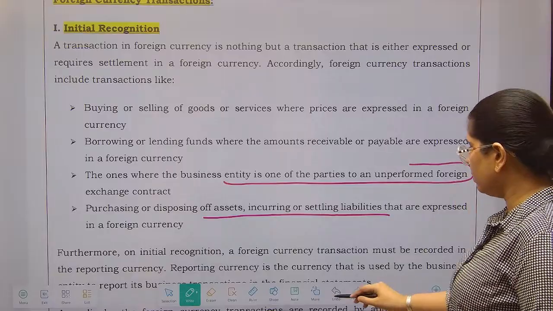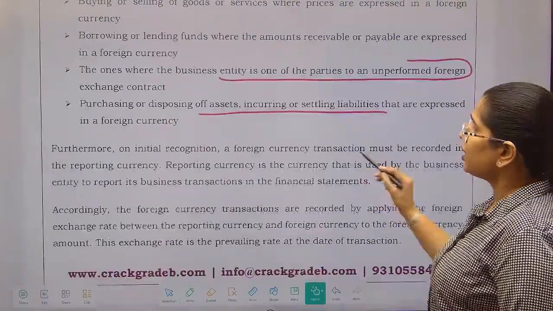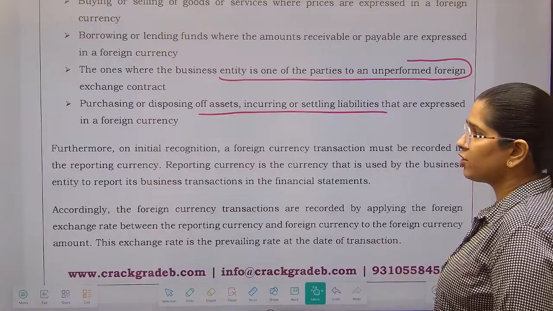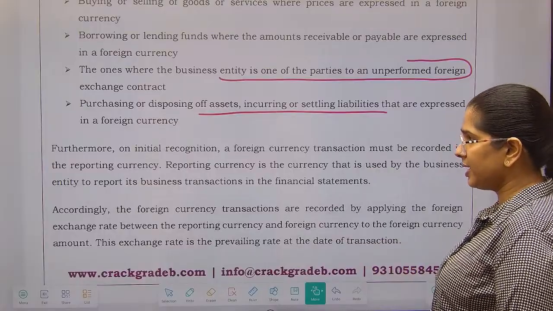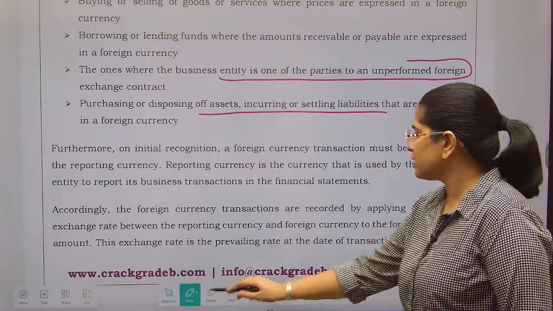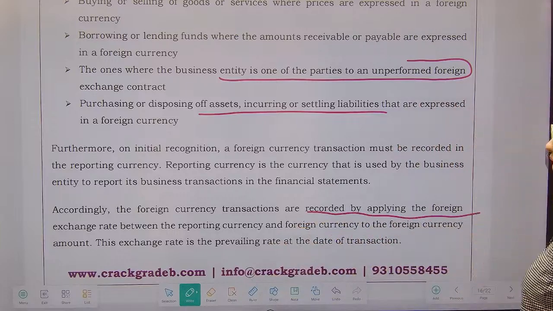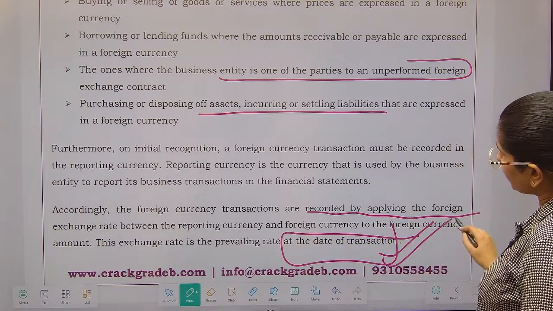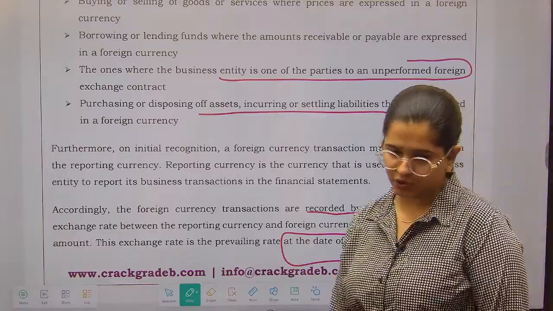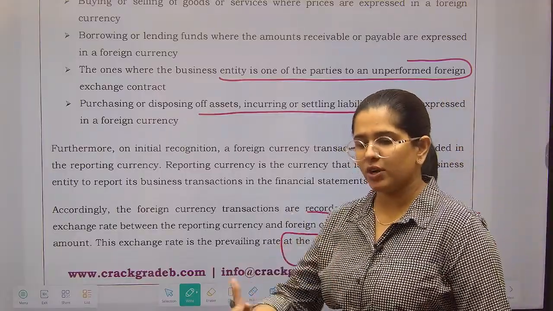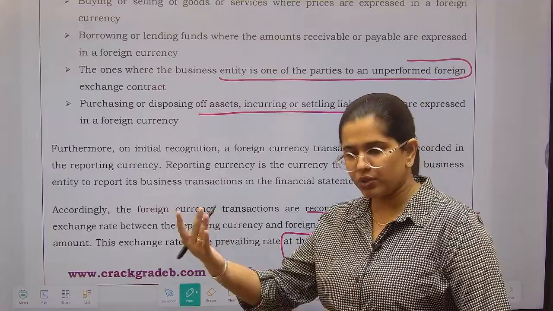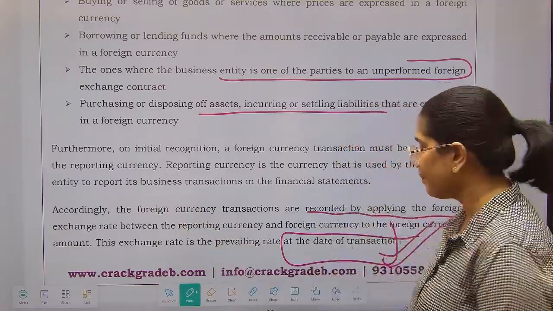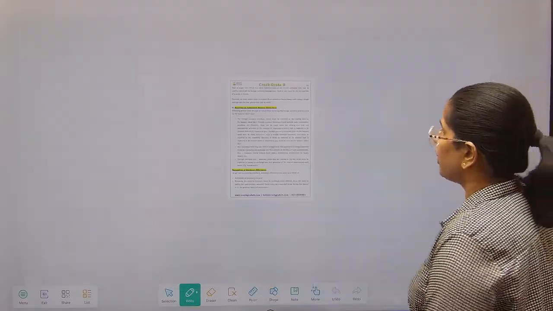ठीक है, तो on initial recognition, foreign currency transaction must be recorded in the reporting currency, and foreign currency transactions are recorded by applying the foreign exchange rate between the reporting currency and foreign currency. This exchange rate is the prevailing rate on the date of transaction. Transaction की date पे what is the exchange rate? Because if I am entering into a transaction on 10th of February, तो उसी date की transaction rate लूंगी. Clear? This is our initial recognition.